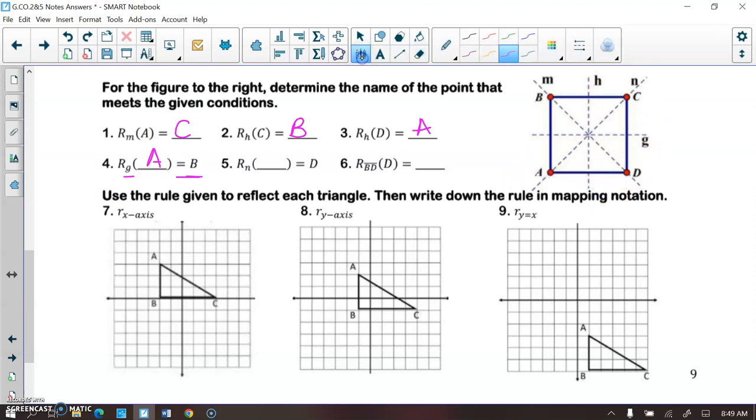I'm reflecting point D over line N. Be careful, I need to travel perpendicular to line N, and perpendicular on the other side, I wind up with point B.